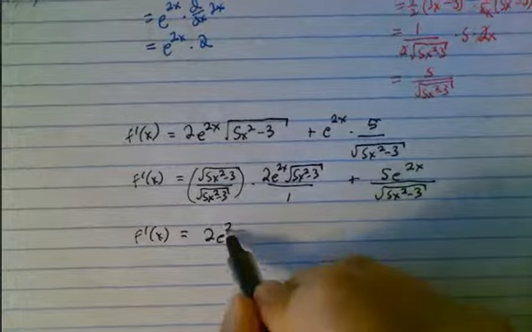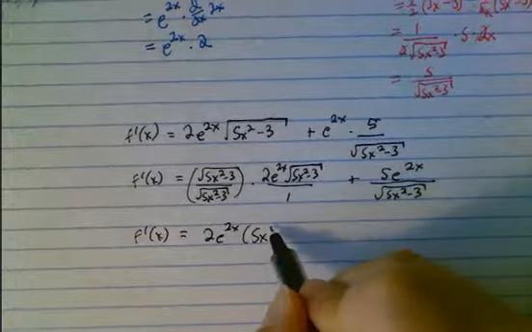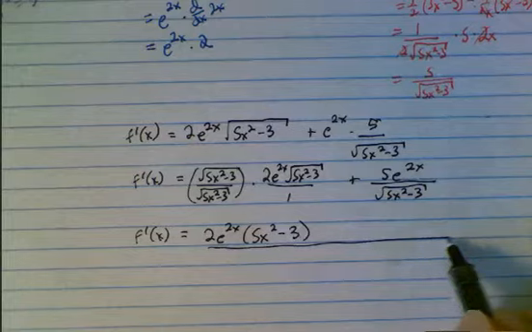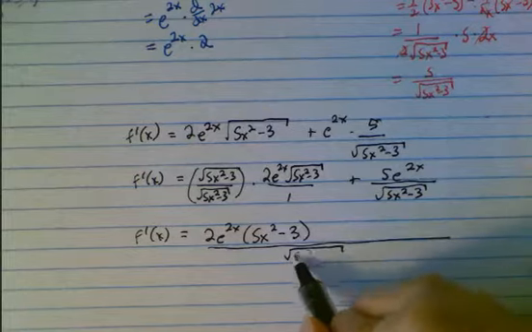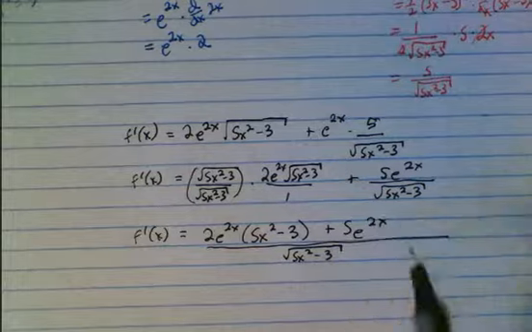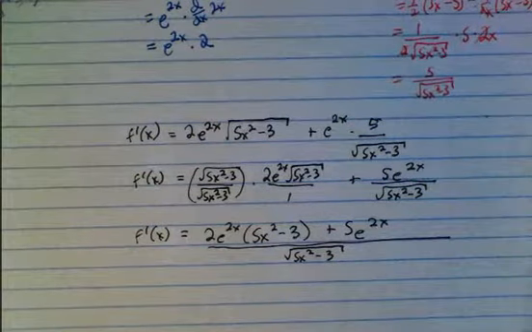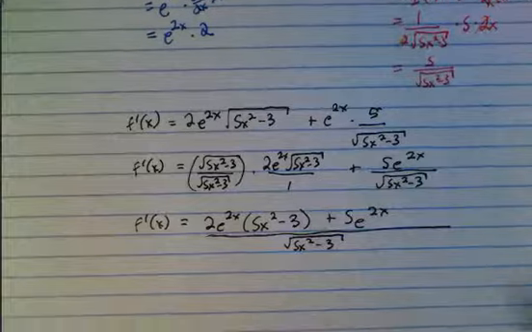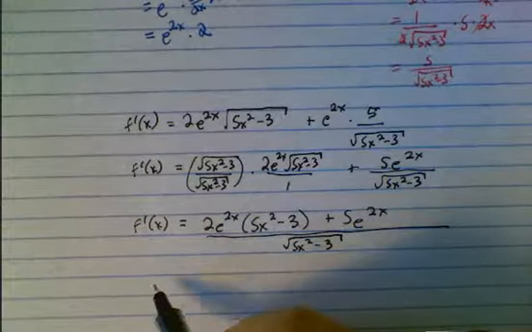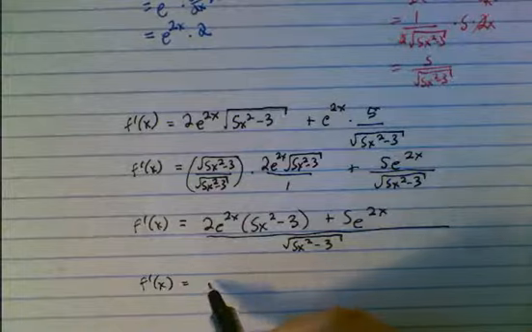We have 2e to the 2x, 5x squared minus 3. This is all over our common denominator. Notice that in calculus, having a square root in the denominator is just fine, because otherwise it's a huge pain in the neck. And again, we have this little e to the 2x that's in both, so we can factor that out.